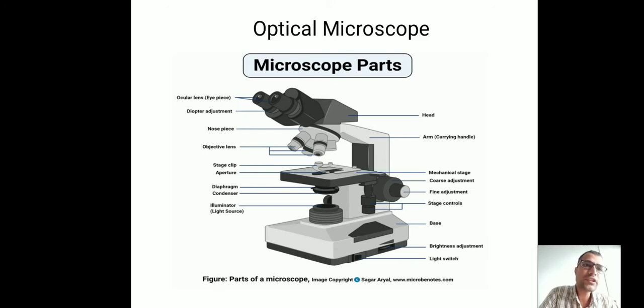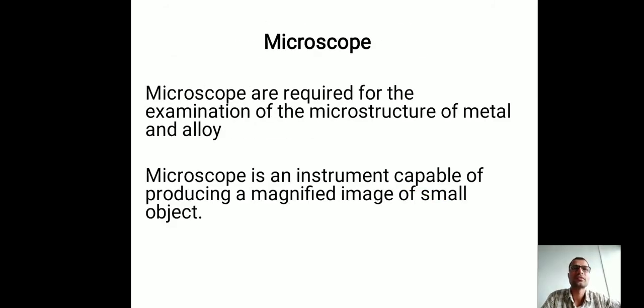So with the help of this instrument, we have to check the microstructure of different materials practically when our regular college starts. So this is an optical microscope. See here, students, a microscope is an instrument which is helpful for microscopic examination, to show the microstructure of the material or metal or its alloys.